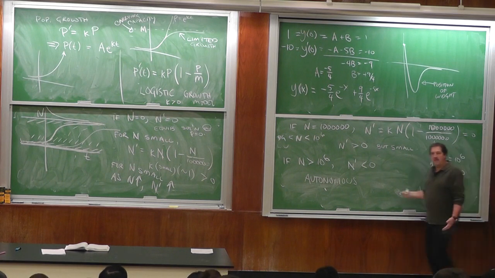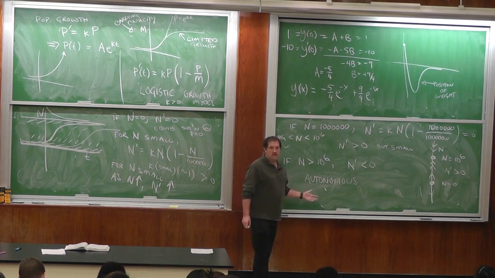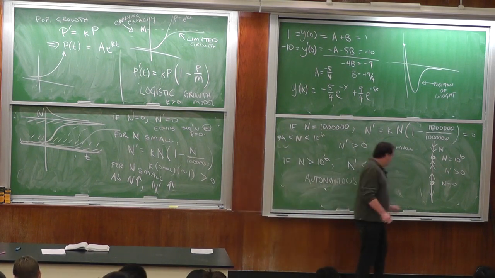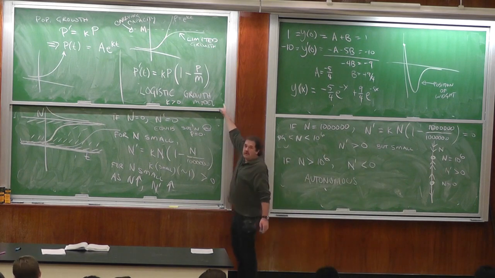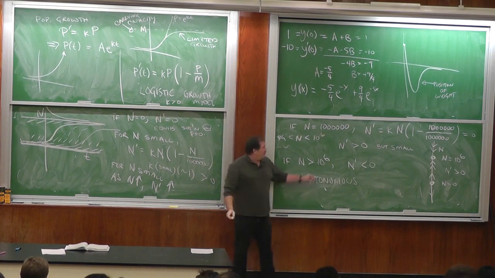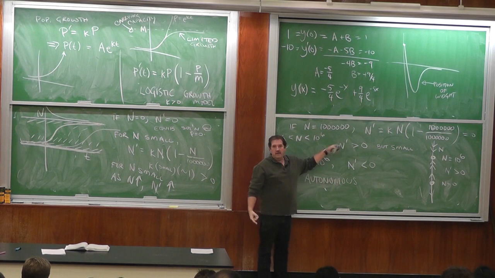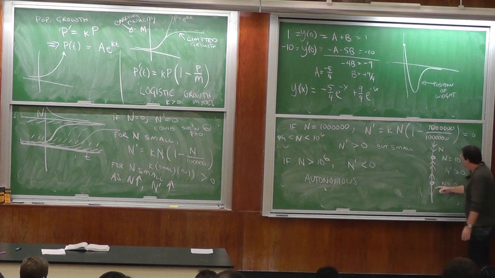So this is a general thing for these autonomous equations. For example, if I had another term in here, I could look and see when that one's 0, too, and I will get three places where it stops. And it will move from one to the other, and the other to one. So you can, this picture is the same.